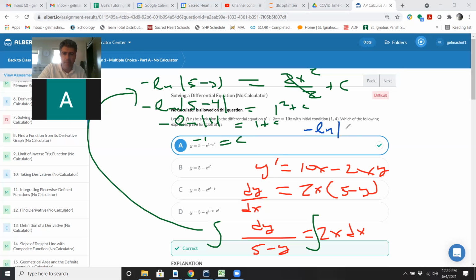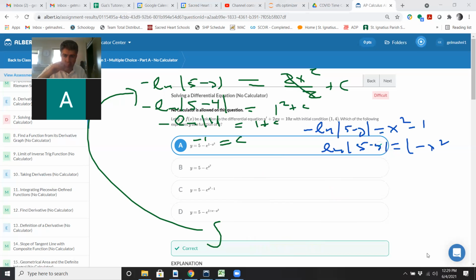Negative natural log 5 minus y equals x squared minus 1. Multiply both sides by negative 1. Sorry, I'm jumping the gun here. 1 minus x squared. Then I got to raise e to both sides. So 5 minus y is going to be plus or minus that.